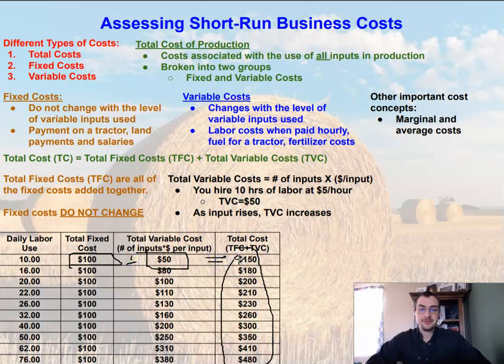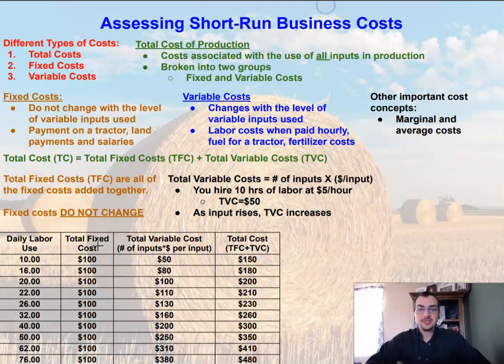And if I add both of those together, I'm going to get this total cost all the way down. So 100 plus 50 is 150. 100 plus 80 is 180. And we can do that all the way down to calculate our total cost. So now that we have this total cost figured out, that it's the total fixed cost plus the total variable cost, now we have to figure out what is our total fixed cost. Well, our total fixed costs are all of the fixed costs added together.